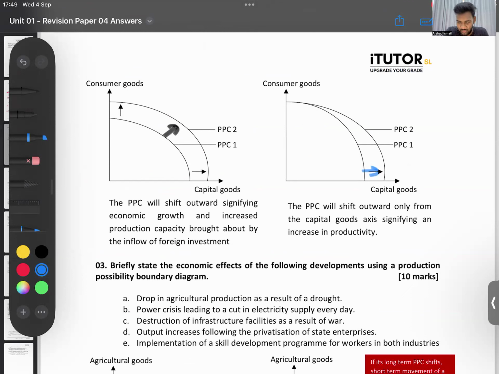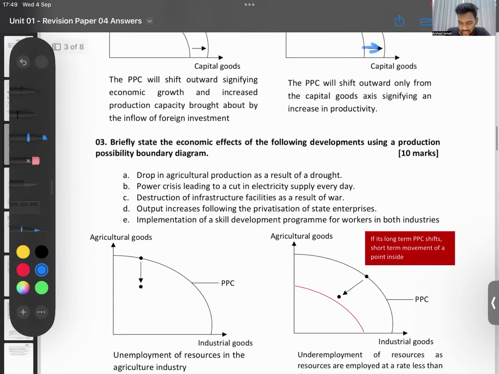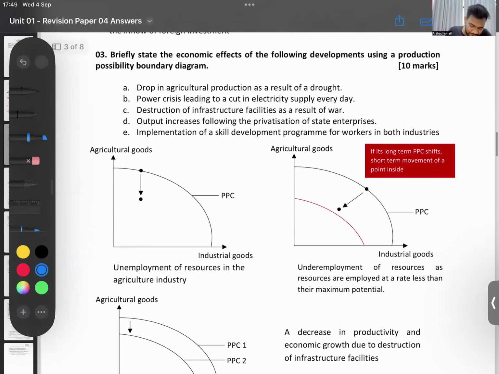How many of you have got all 4 of these correct? That's a very easy PPC question to start. You have an explanation as well to get all the 8 marks. Good. Then we will go into question number 3. That's more PPC questions.